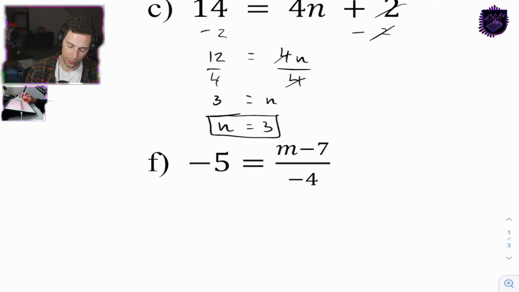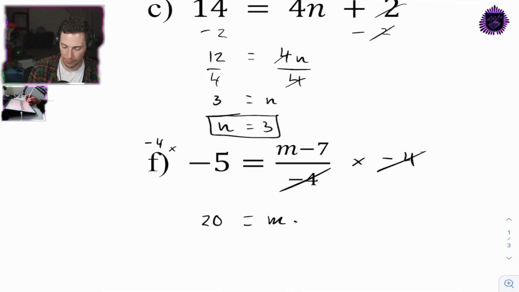I'm going to multiply both sides by -4. Whoops, that's not 5, -4 times -4. So on this side, that will cancel. On this side will be 20 is equal to m minus 7, plus 7, plus 7 cancels. 27 equals m.